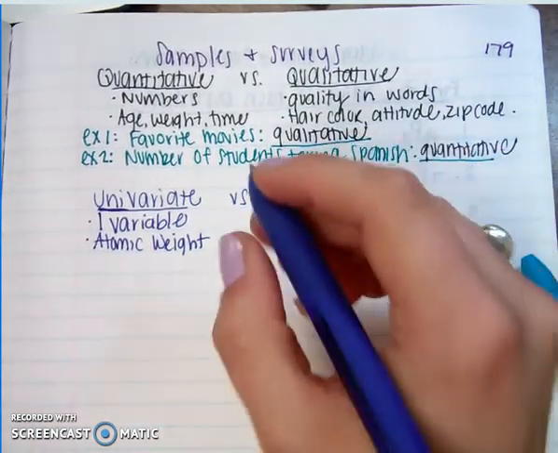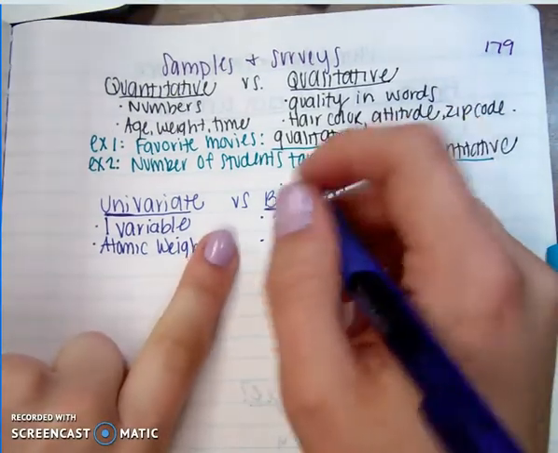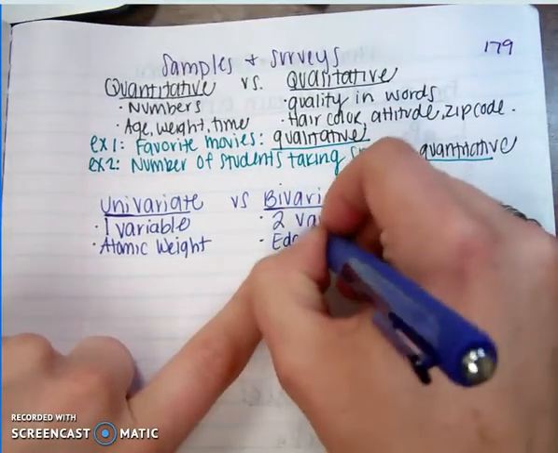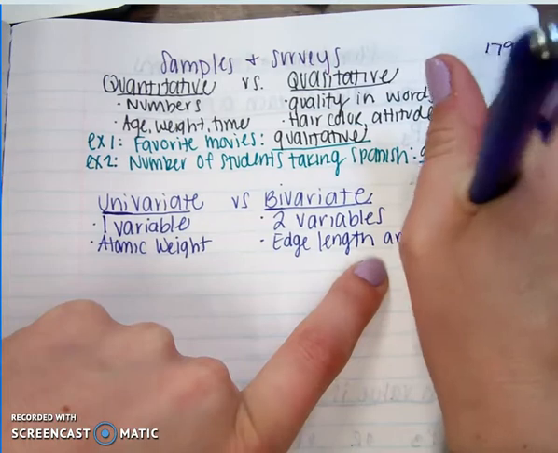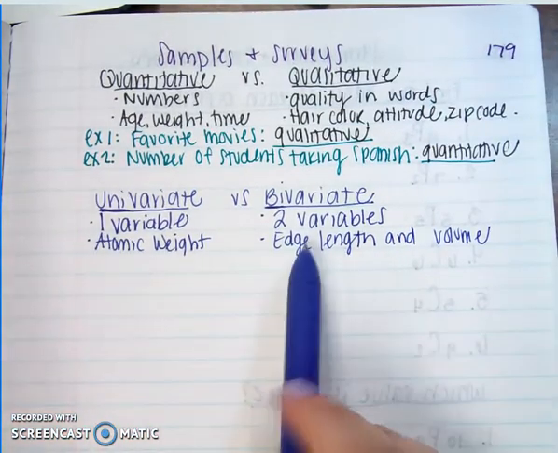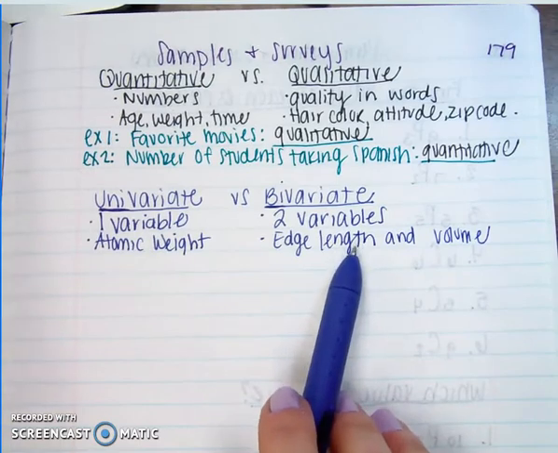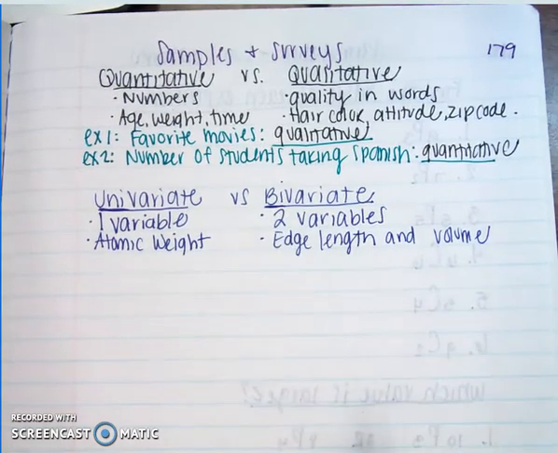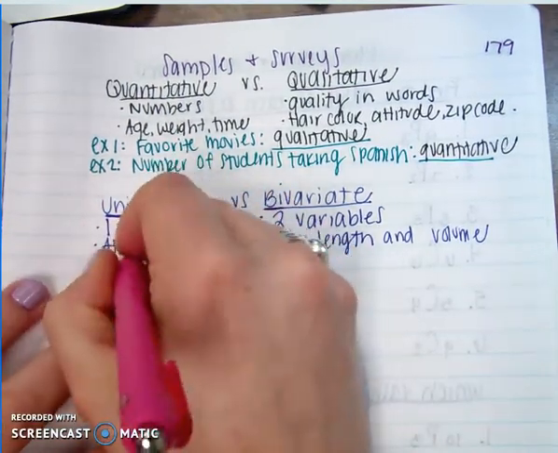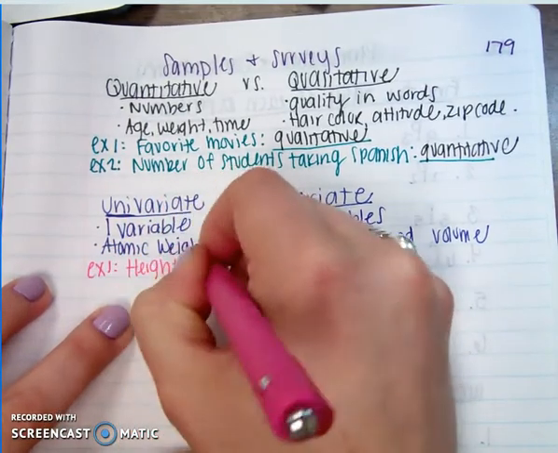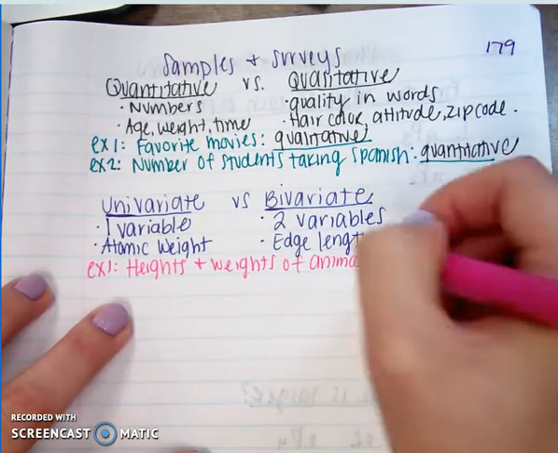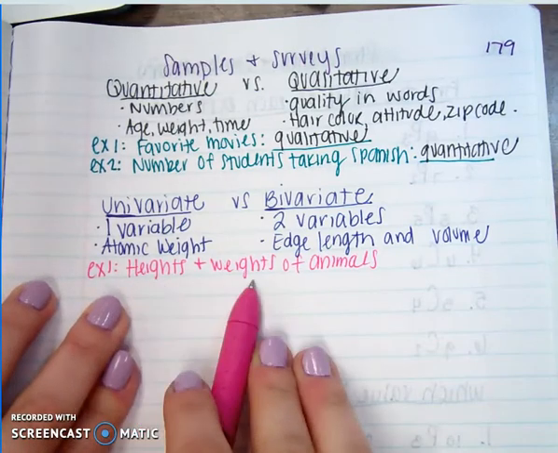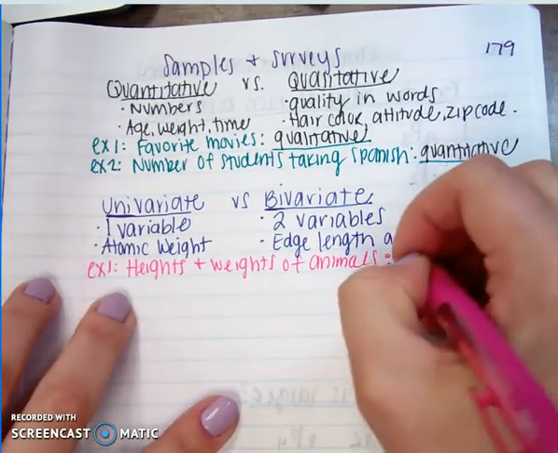And bivariate, if you're looking for edge lengths and the volume, maybe you have a rectangular prism or something. Those are two different things that we need to be comparing or looking at. So that's bivariate data. So an example, heights and weights of animals. Okay, so that's going to be two things that I'm looking at, so this is bivariate data.